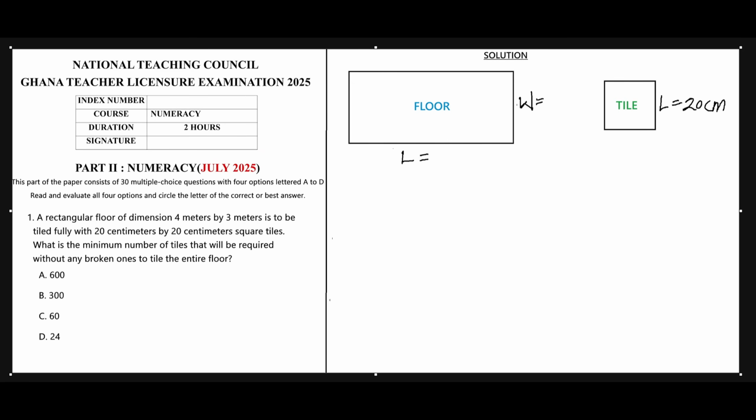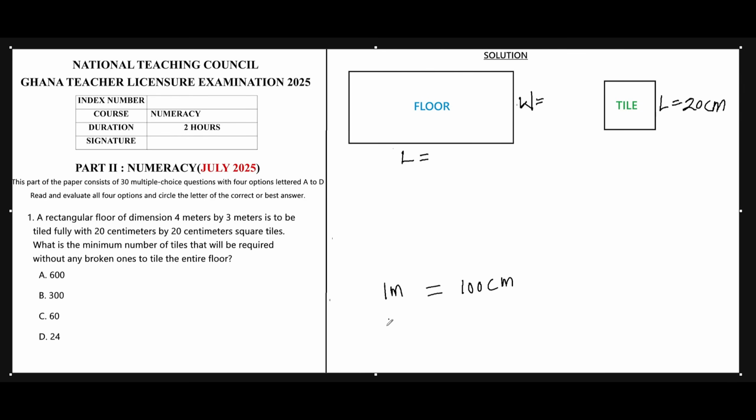centimeters in both cases. So it means that with the square tile, we already have our unit in centimeters, so there is nothing we are going to do. All that we are going to do here for the rectangular floor is that we are going to change the dimensions from meters to centimeters. Now we know that every 1 meter is equivalent to 100 centimeters.